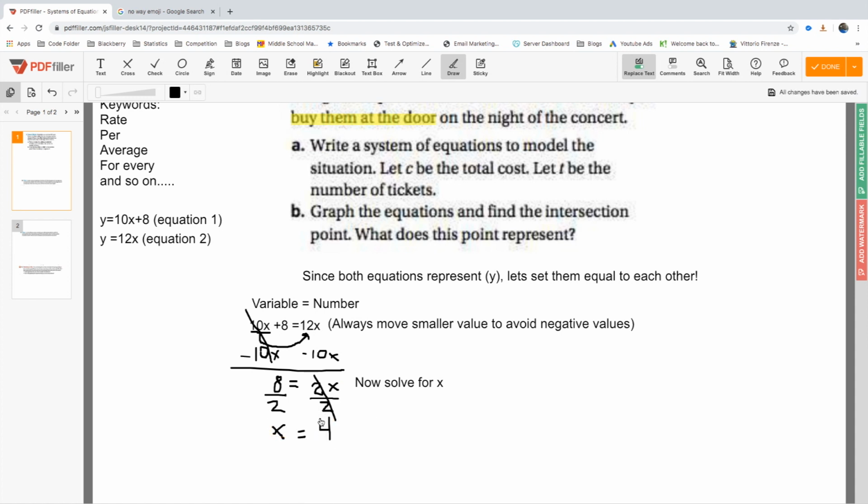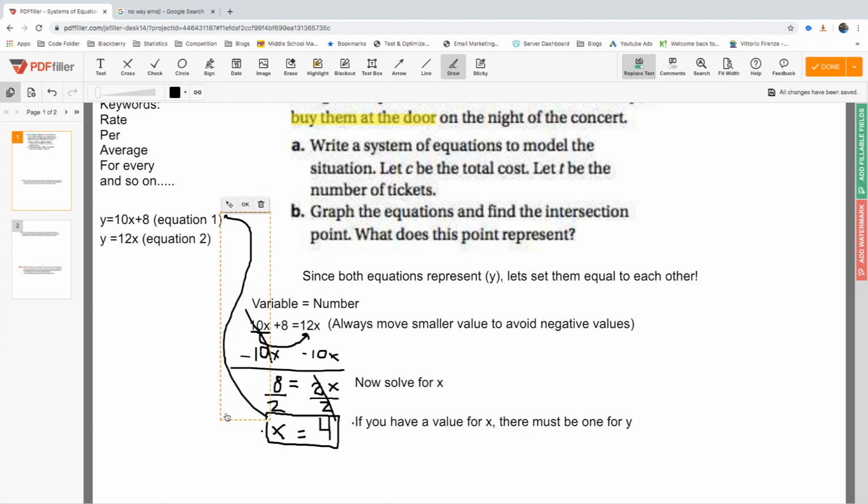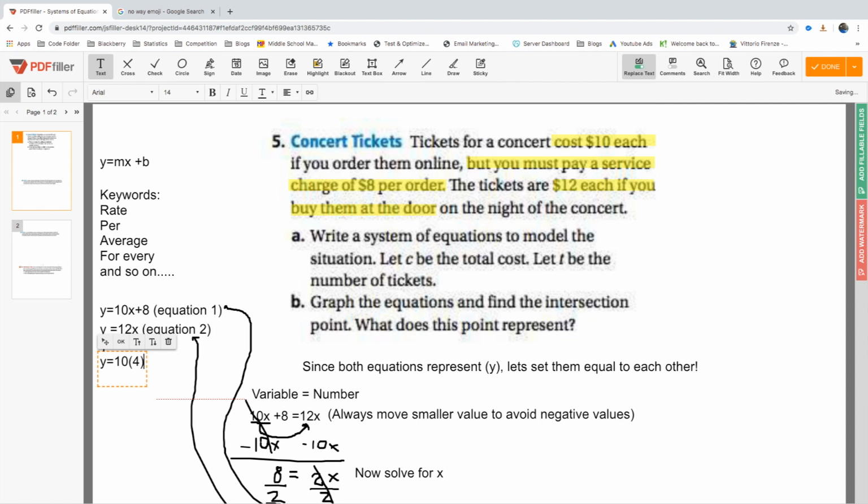So if I have a value for x, that means I also have a value for y. I'm going to take my value for x and plug it into either one of these equations, and I'm going to get the value for y. Now remember, it does not matter which equation you plug it in for, your answer will still be the same. For the sake of this example, I'm going to do it for both so that you can see that.